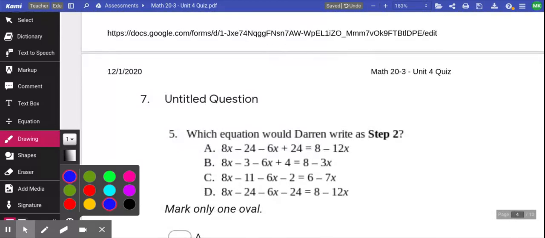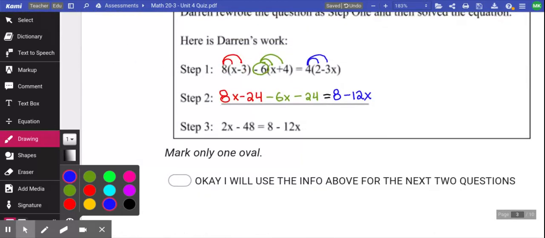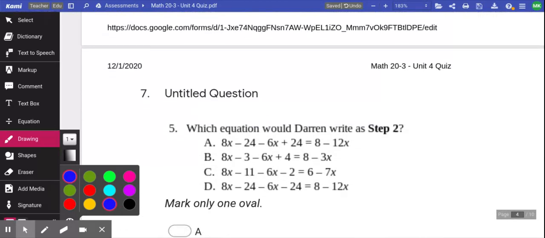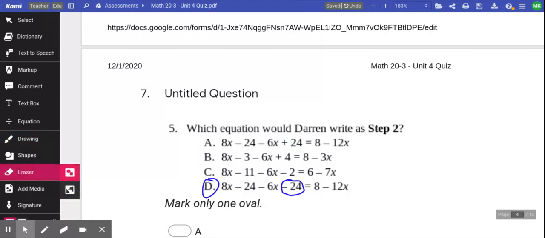If you look at the answers, I believe D is your answer. A is very close, but notice that they didn't multiply by negative 6. They multiplied by positive 6. So you had to have a negative 24. Awesome.